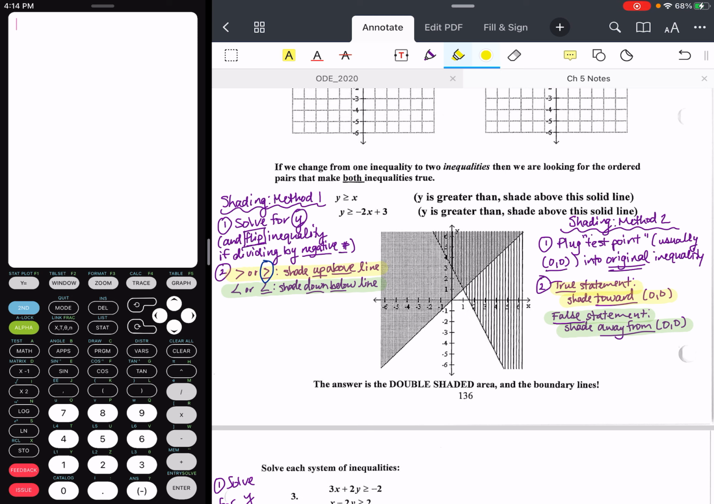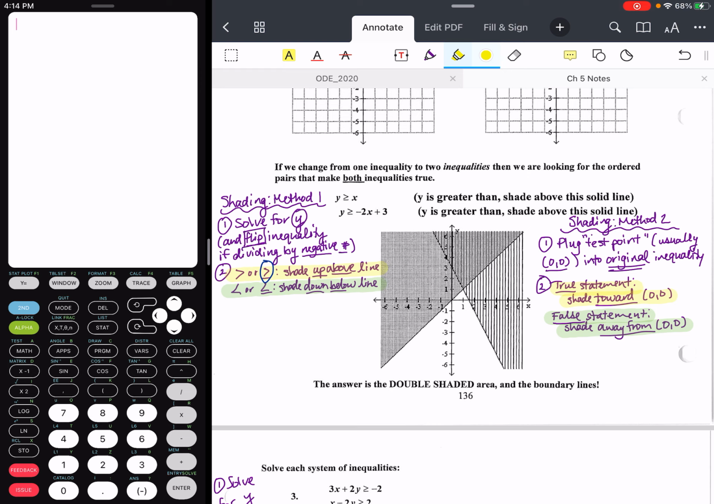The first method, I'm just naming them method 1 and method 2. So shading, method 1: first you solve the inequality for y, remembering to flip the inequality if you divide by a negative number when you're solving. And then you look at your inequality symbol after solving for y. For greater than or equal to, you shade up above your line. Less than or equal to, you shade down below your line. So that's the first method.